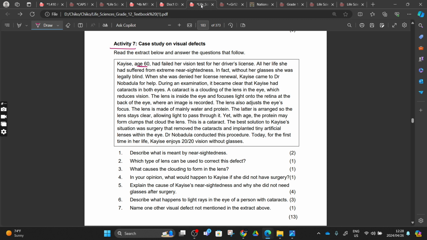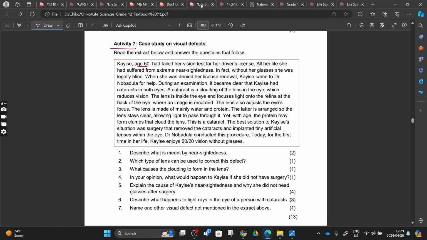Kayise, age 60, had failed her vision test for the driver's license. All her life, she had suffered from extreme nearsightedness. In fact, without her glasses, she was legally blind. When she was denied her license renewal, Kayise came to Dr. Nobadula for help. During an examination, it became clear that Kayise had cataracts in both eyes. A cataract is a clouding of the lens in the eye, which reduces vision.